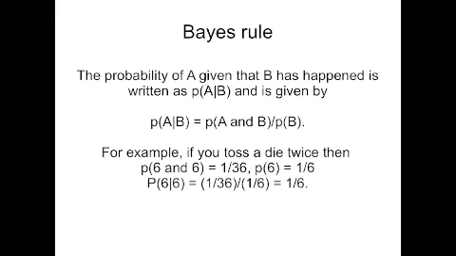The probability of A, given that B has happened, is written as P(A | B), and it is given by the probability of A and B divided by the probability of B. For example, if you toss a die twice, then the probability of getting 2 sixes is equal to 1 over 36. The probability of getting one 6 is 1 over 6. So the probability of getting a 6, given you've already had a 6, is 1 over 36 divided by 1 over 6, which is equal to 1 over 6.